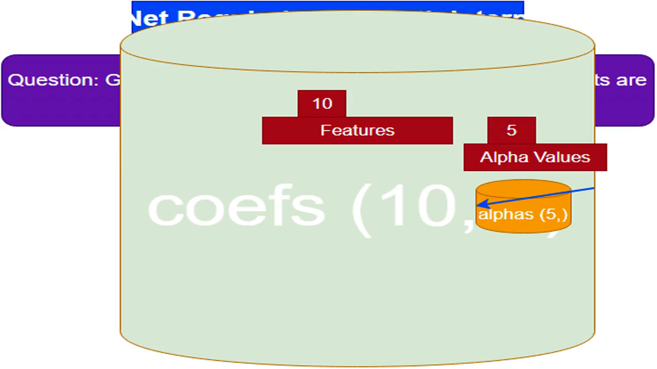This tells us the shape of the coefficient matrix. It's a 10 by 5 matrix, meaning I have 10 rows and 5 columns. Each row represents a feature in my dataset, and each column represents the coefficients for a different value of alpha, the regularization parameter.